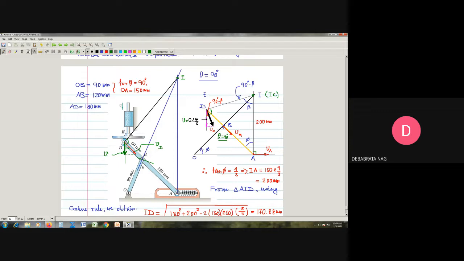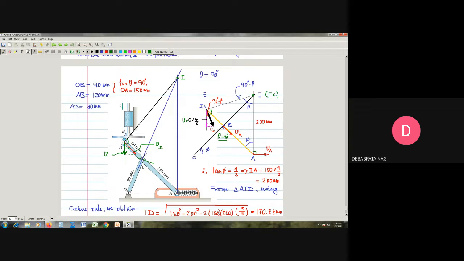And once I find that, we can take this small triangle to identify that if this is phi, then my tan phi will be equal to 4 by 3. How is it coming? Because tan phi will be equal to AB divided by OB. AB is known to be equal to 120, OB is known to be equal to 90. So it is pretty obvious that tan phi will be equal to 4 by 3. Again, tan phi can be written as IA divided by OA. So from here I can say that IA will be equal to tan phi multiplied by OA.